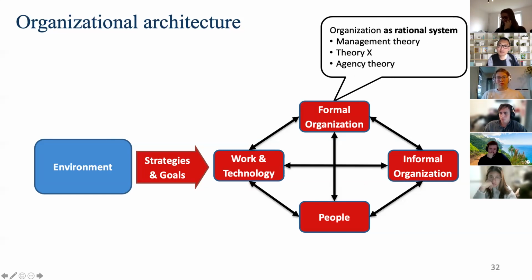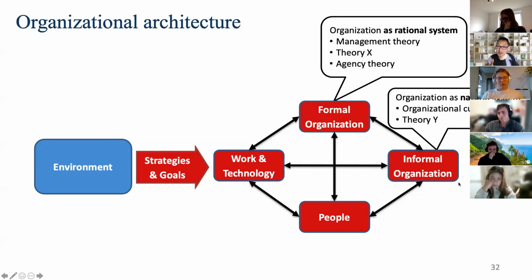And then if you look at the informal structure, it considers the organization as a natural system. People get together and they have social relationships with each other. So when we consider organization as a natural system, we know that there are networks within the organization that are not defined by the formal organization. You have social relationships with your colleagues. And that's why organizational culture is very important.